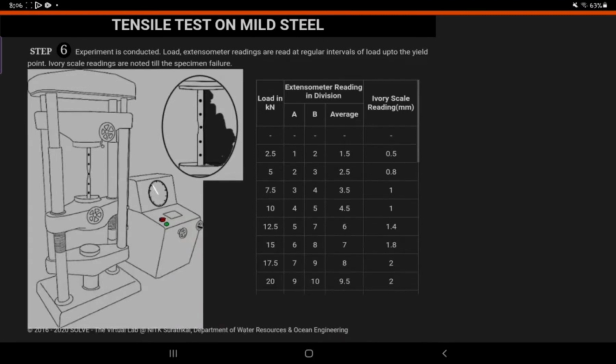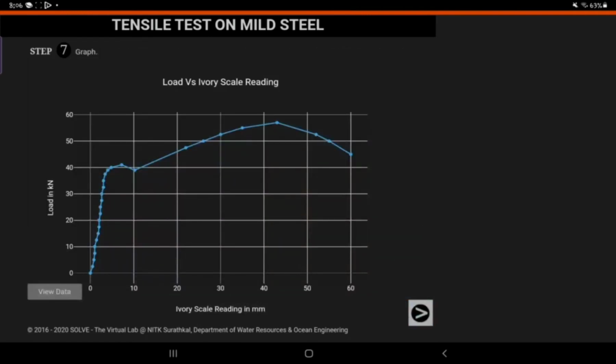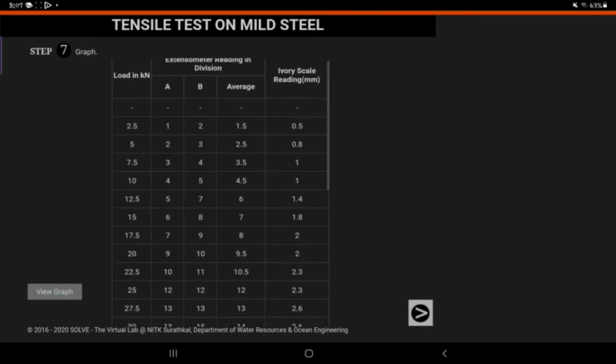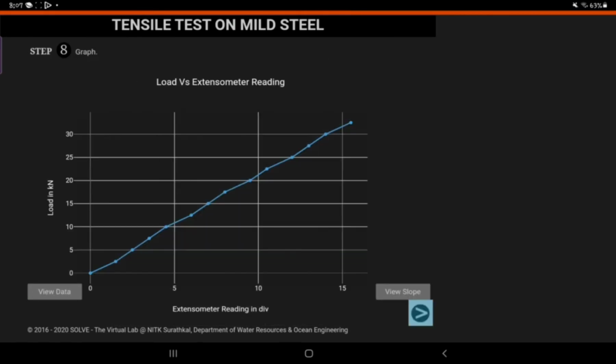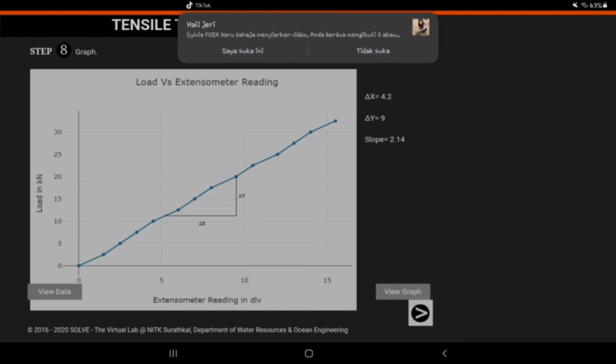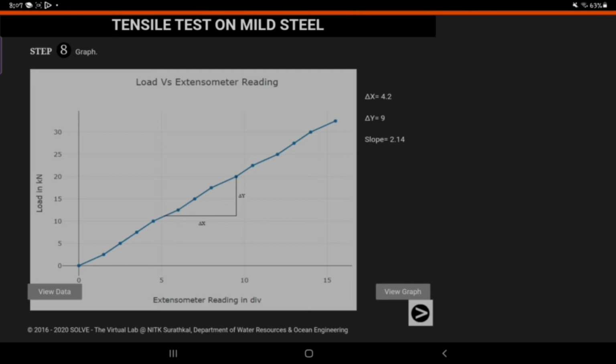So as you can see, the table shows the extensometer reading in divisions. And then for step 7 is the graph, which shows load versus ivory scale reading. Okay, next, this is also showing load versus extensometer reading. So we can see that they're increasing in this graph.